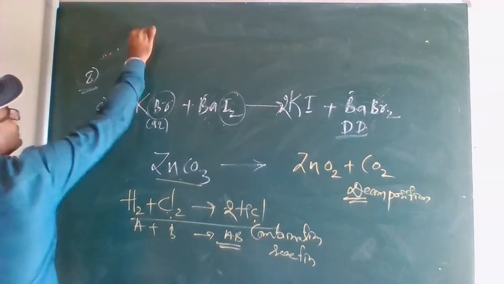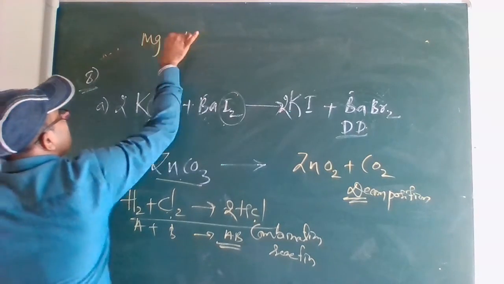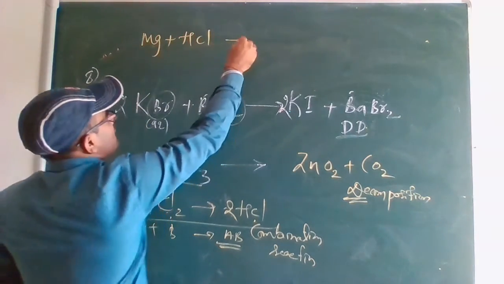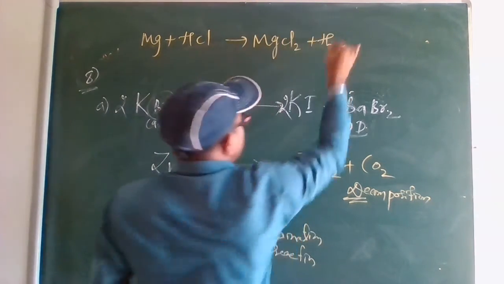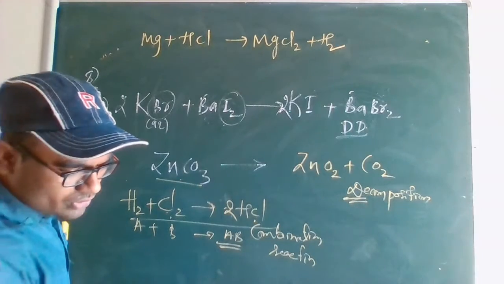Okay, last one is there, magnesium plus hydrochloric acid. So I will write here, magnesium plus HCl will form magnesium chloride along with hydrogen. Isn't it? Magnesium chloride along with hydrogen.